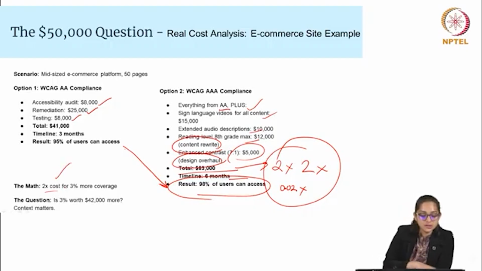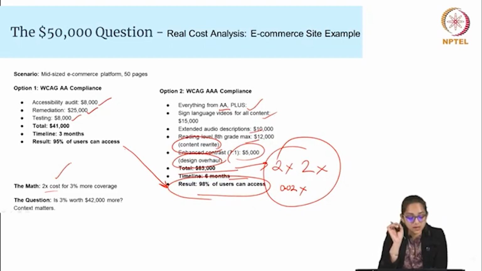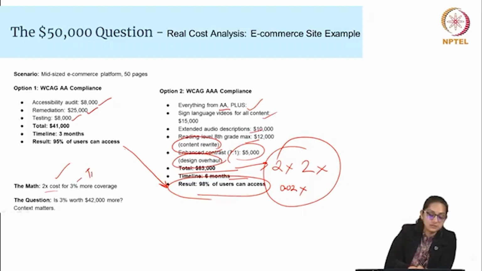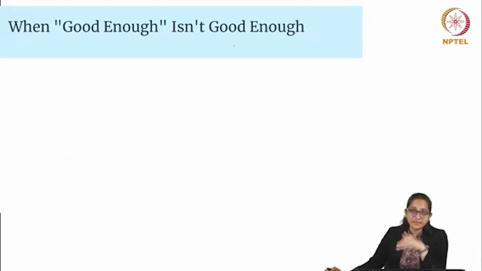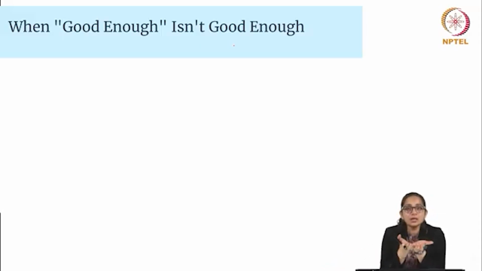So the question is, is that 2% or 3% coverage worth the 2x cost and the 2x time also? Here it doesn't say time, but time is of value as well. So the opportunity cost of those 3 more months is also being taken into account. The context matters. So let us try to understand what is the meaning of good enough, because when we say good enough, how do we define that?